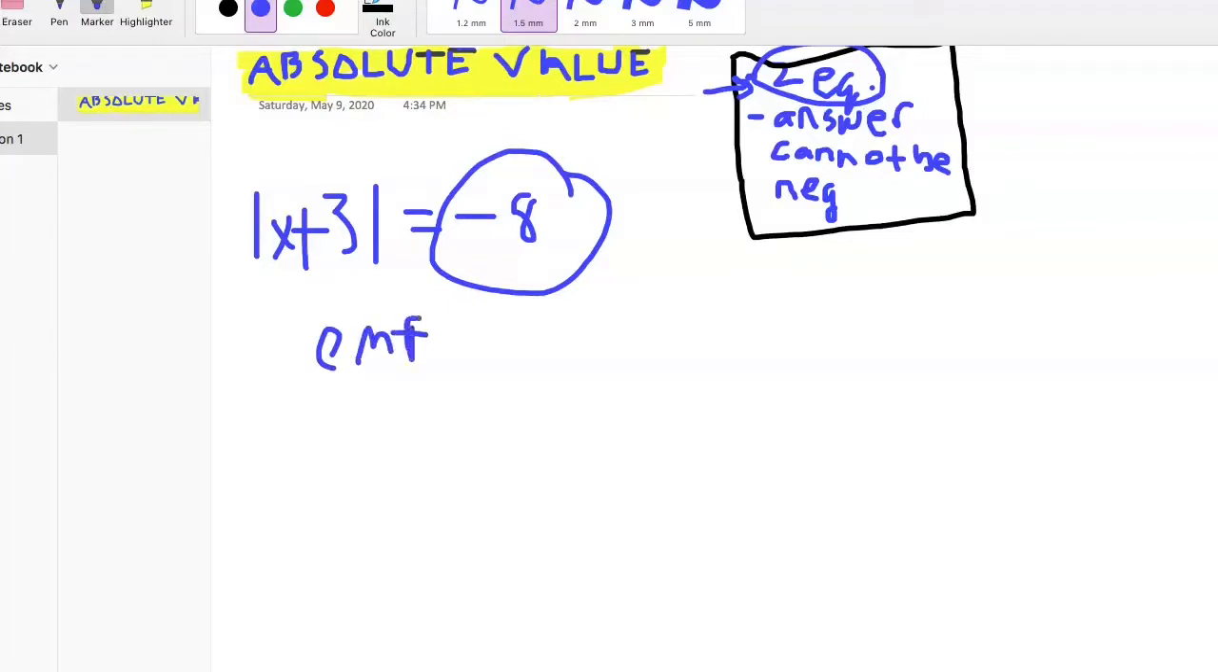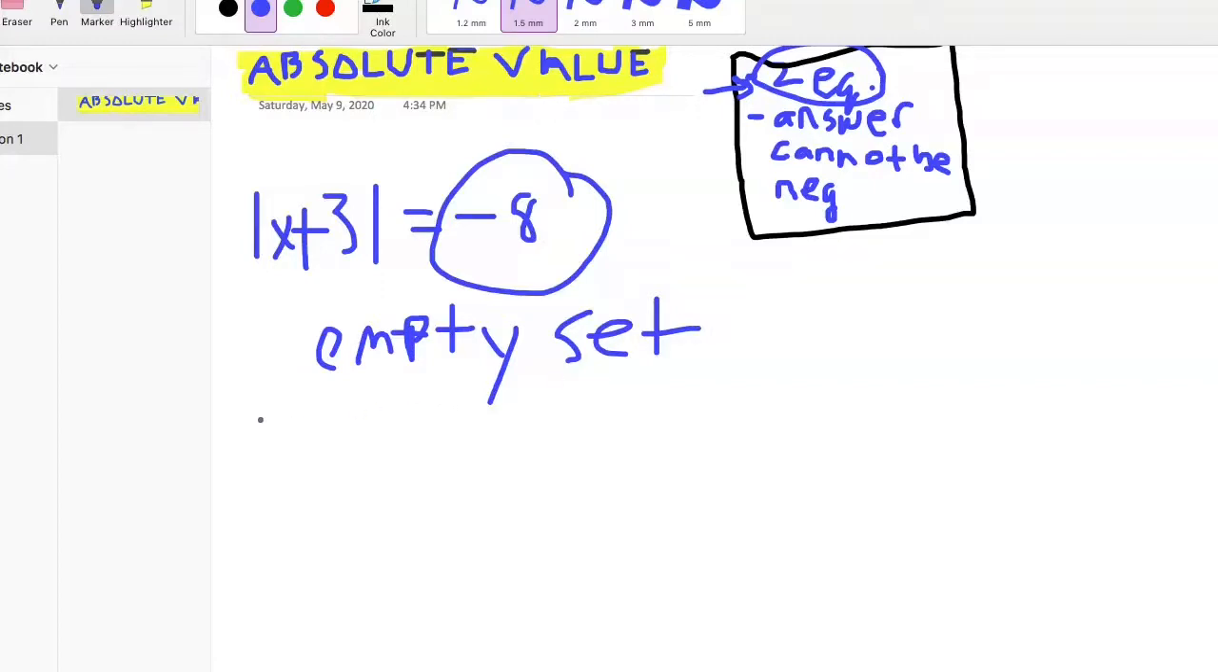Oop, forgot to spell. That's not tested on the ASVAB. Empty set. Okay, and so that's just what you want to know: if you see the absolute value equals a negative number, you know for sure it's empty set, right?